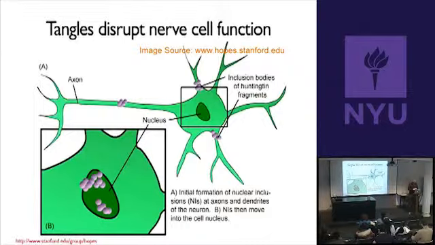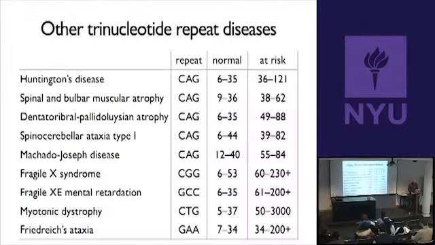There are a set of diseases like Huntington's disease. There's a repeat of 3 nucleotides somewhere in the gene encoding a protein that's usually expressed somewhere in the nervous system. Huntington's disease is a CAG repeat. The normal range is 6 to 35 CAGs, and at risk for the disease is somewhere above 36 repeats. All of these other diseases are so-called trinucleotide repeat diseases because, again, they have 3 nucleotides that are repeated.